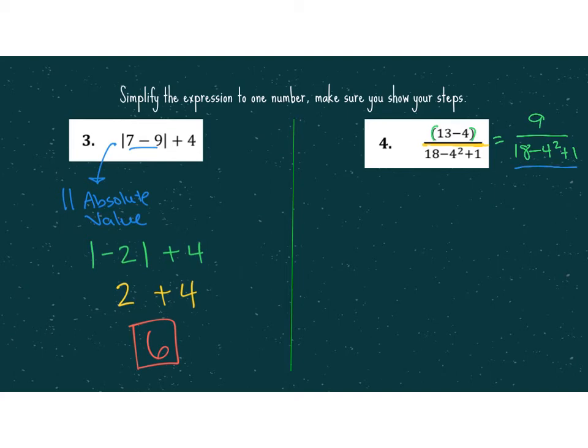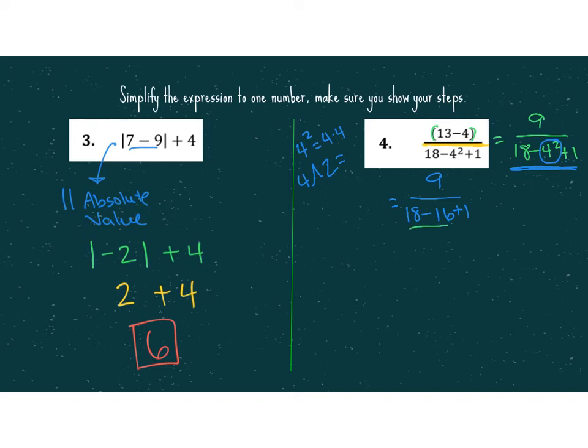In the bottom, I have a bunch of things going on here. I have 18 subtracting 4 squared and then adding 1. The first thing that I need to take care of in that bottom is that 4 squared. So I'm going to end up with, I still have the 9 on top. That 9 on top is still there. I'm going to have 18 minus 16 plus 1. 4 squared is 16. And again, 4 squared is the same thing as 4 times itself 2 times. So 4 times 4 gives me 16. Or on your calculator, you can do 4 and then that caret key with the 2 button, and you'll get 16. So now in the denominator, I have the 18 minus 16 plus 1.